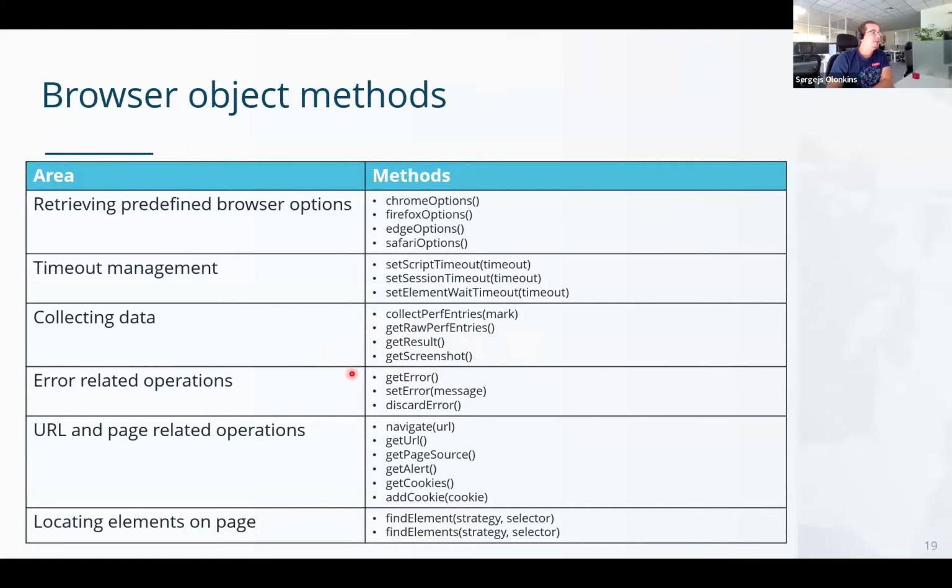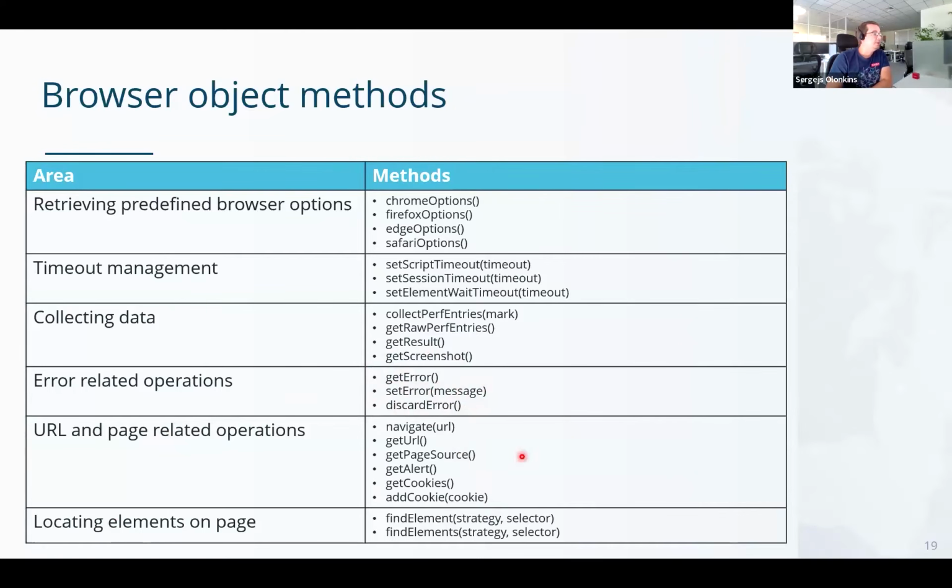If you encounter any errors, you can use the following 3 methods. Well, the get error object method will actually return an error object that will include all the error information like the error code, error message, etc. By set error, you can rewrite the message of the error, and by discard error, you can omit the error and just continue your script execution.